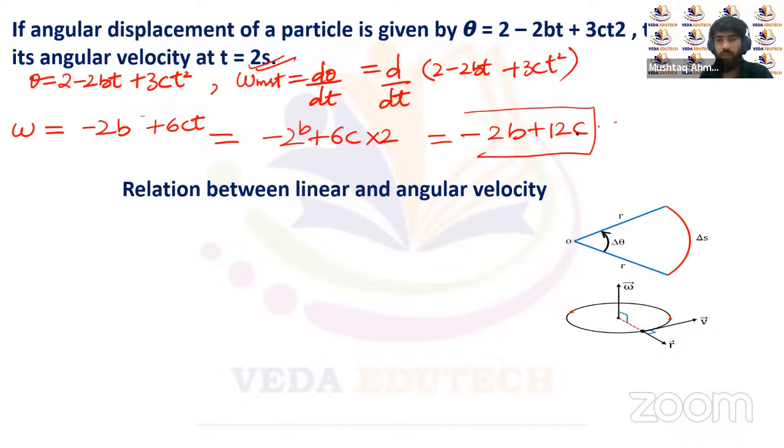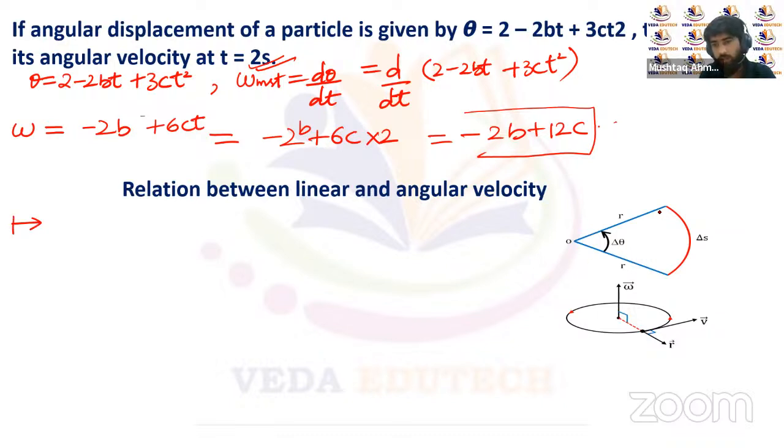Now let's establish a relation between linear and angular velocity. Talking about the direction of angular velocity, in a circular motion it is always perpendicular to the instantaneous velocity. Let's derive the relation between linear velocity and angular velocity.